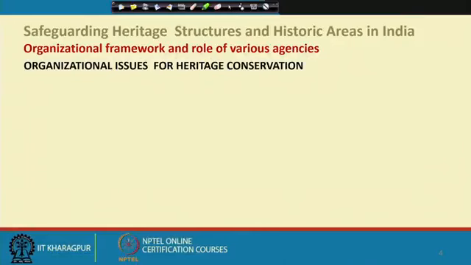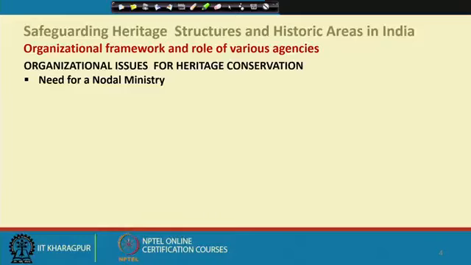Now, in spite of all these regulations, acts and others, we still see that we are losing a lot of heritage resources, especially when we are talking about heritage areas, and there is a lacuna, there is a gap. Now, let us see what the organizational issues for heritage conservation are. We need a nodal ministry. This I have taken from the report done by Mr. Shyam Chainani for the model heritage regulation.